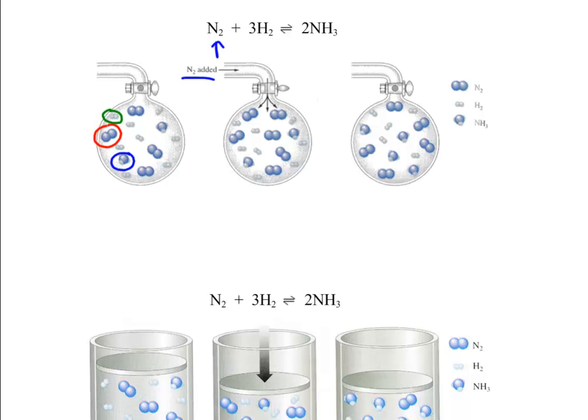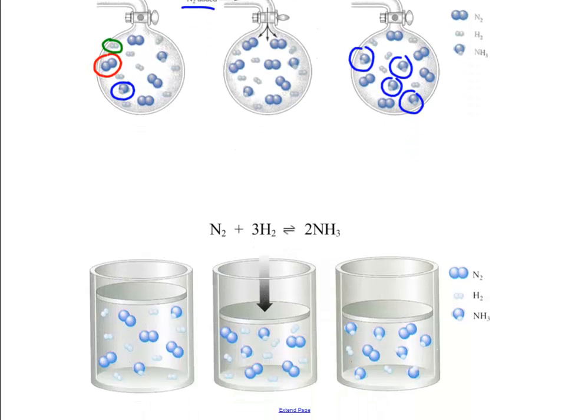Which way should it shift the reaction? I hope you said that it shifts to the right, because we're adding a reactant, so we're going to cause the reaction to shift this way and form more ammonia. So if we take a look now, we have more ammonia molecules than we did before because we've added a reactant. We can do a similar type of thing by changing the volume.